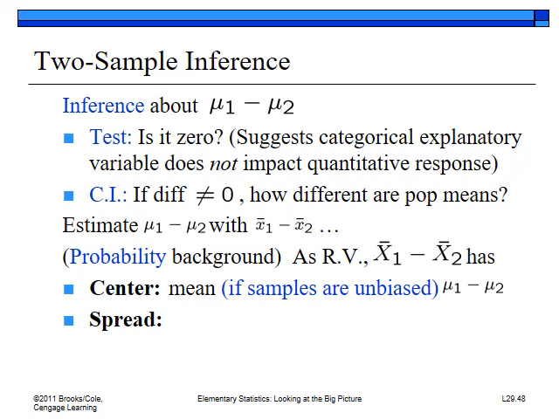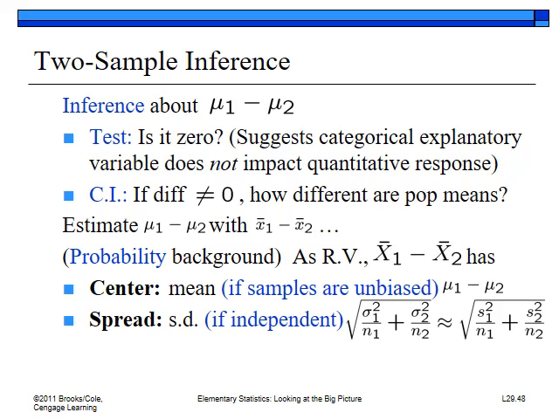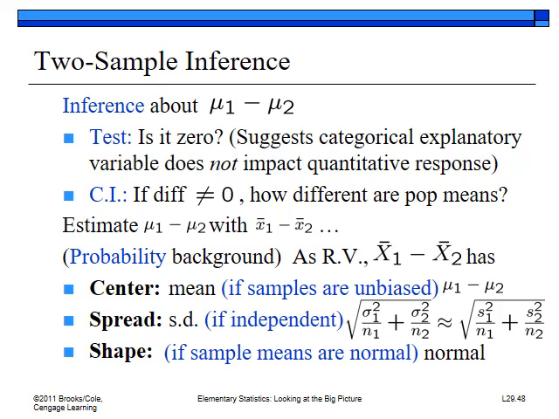For the spread, well, this is a little bit more complicated. Remember, we can't add and therefore we can't subtract standard deviations. We have to first convert to variances, then add, and then take the square root. The shape will be approximately normal if the sample means are normal.